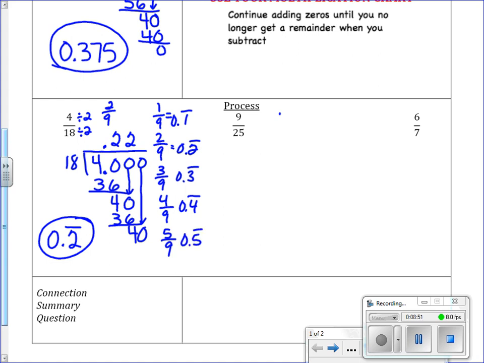So that's just something we want to keep in mind. It's just a special rule when we're dealing with ninths. So keep that in mind whenever you're dealing with ninths.